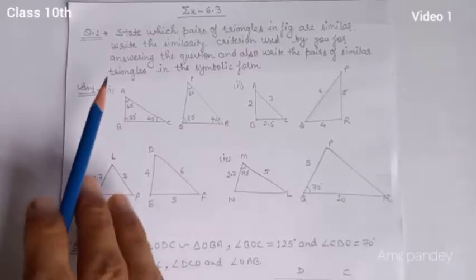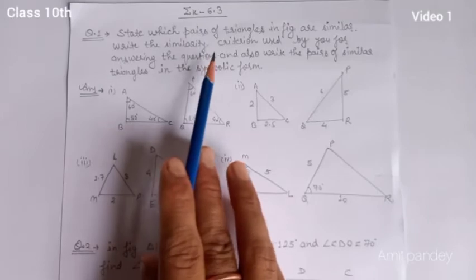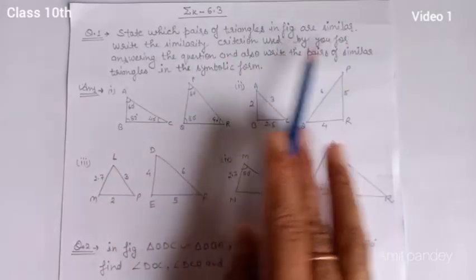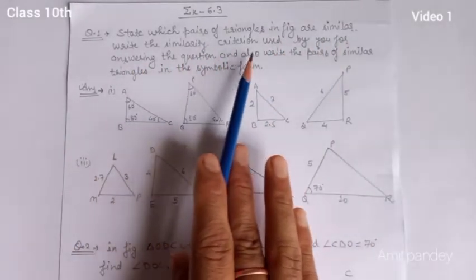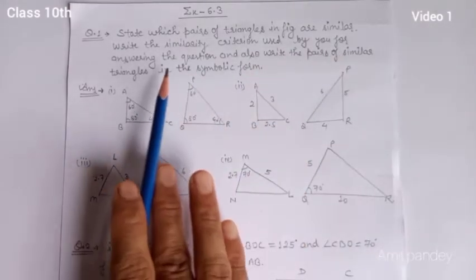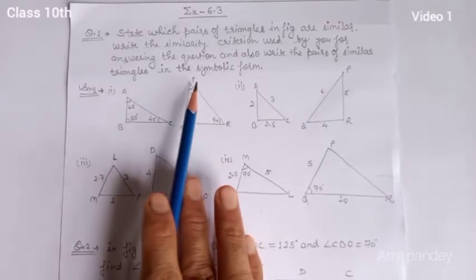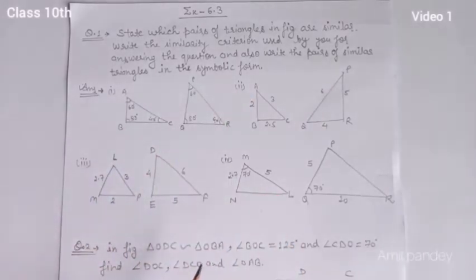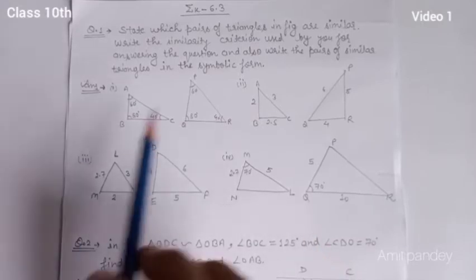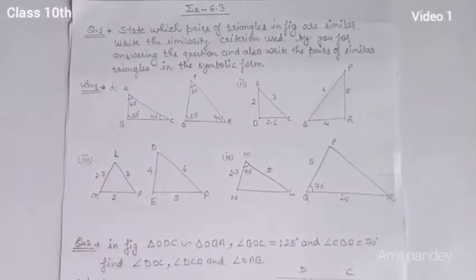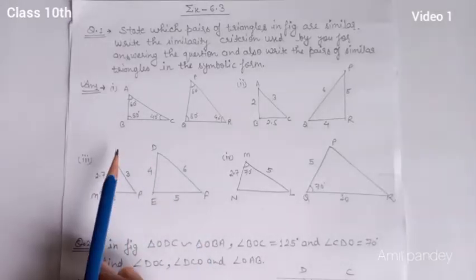Now question number 1. State which pair of triangles in the figure are similar. Write the similarity criterion used by you for answering the question, and also write the pair of similar triangles in symbolic form. So students, here are given four pairs of triangles in which we have to find by which criterion they are similar or not. If similar, then we have to write which criterion. Okay, so let's start from part 1.